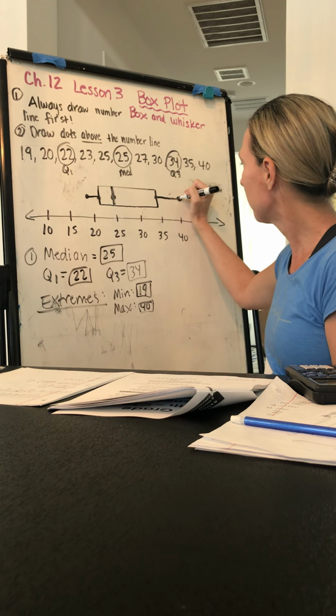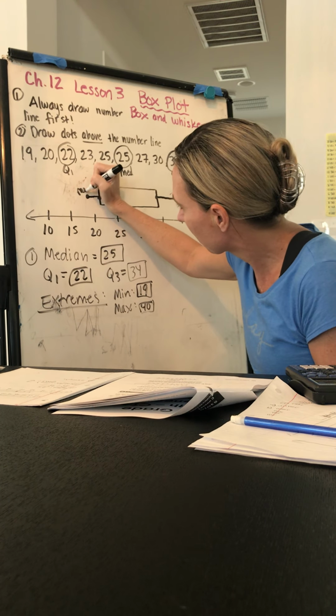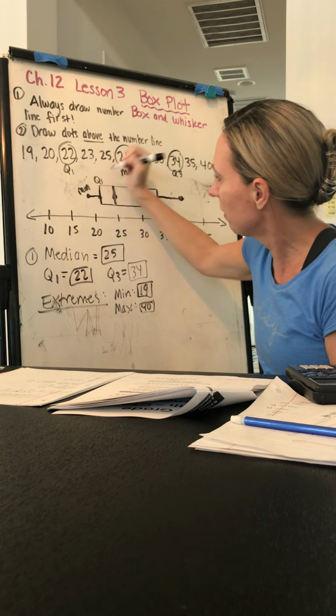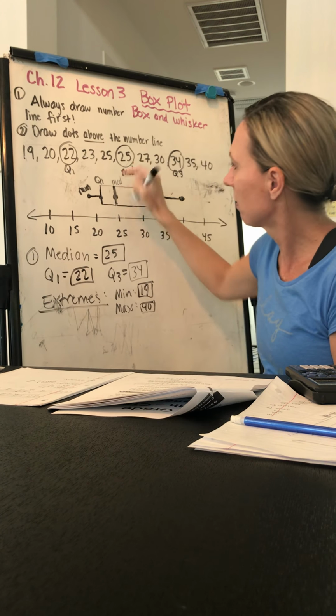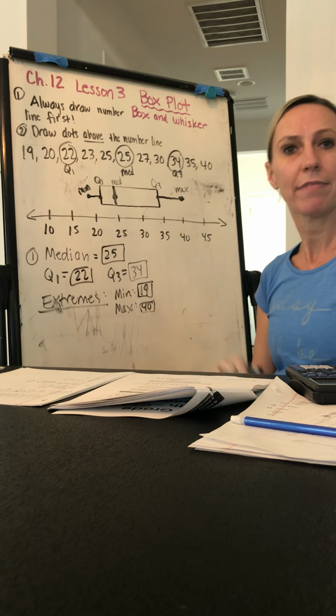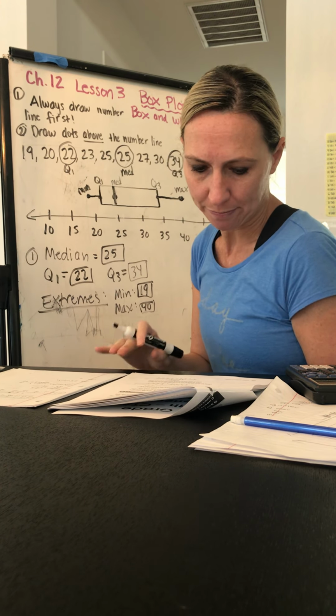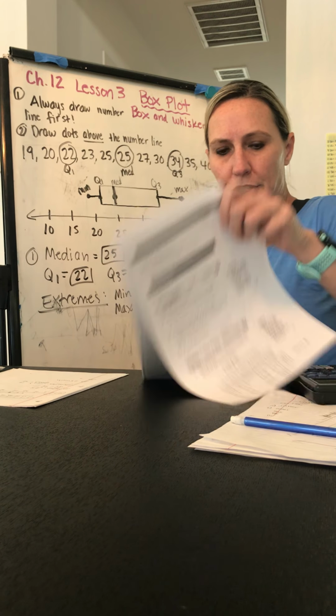So all these points are the minimum. Here's the minimum. Okay, here's Q1. This is the median. Okay, here's Q3, and here's your maximum point. Okay, and that's a box and whiskers. So now let's answer some questions. Let's look at example 2.